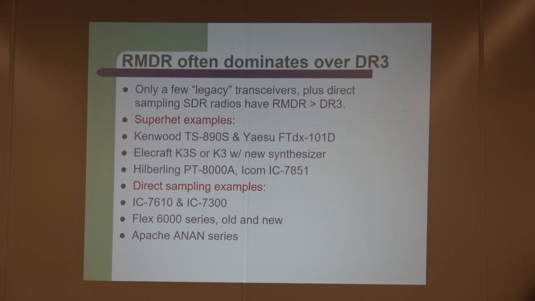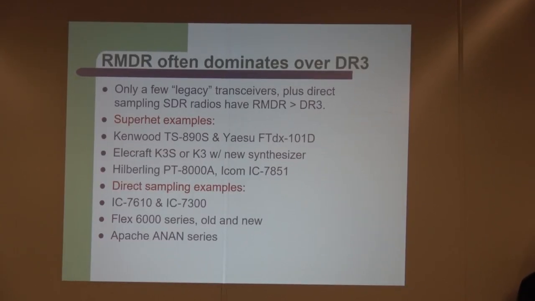But now with direct sampling, it's hard to screw up a direct sampling radio. All you have to do is have a clean clock, whatever frequency it's on. If it's a clean clock, we don't have a phase noise problem. So look, the 7300, the 7610, all the Flex stuff that's new or old, all the 6000 series, and the Apache Labs ANAN series. With the new stuff, you'd really have to blow it to have the clock in your direct sampling radio be terrible.